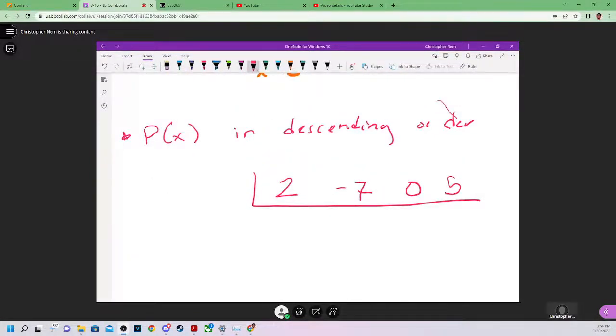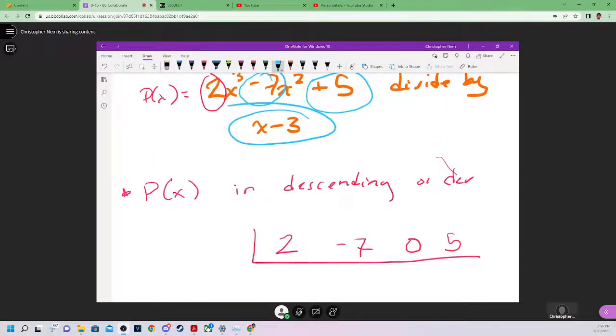Great. Now, since you're dividing by x minus 3, you're going to have to put down whatever the root is supposed to be, the 0. So in this case, it's going to be the value 3, because 3 minus 3 is 0. So we're going to put that value there. If it's x minus c, we're going to put c in here. That's the idea.